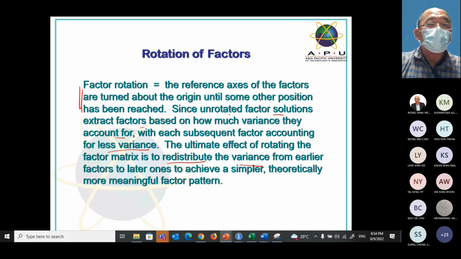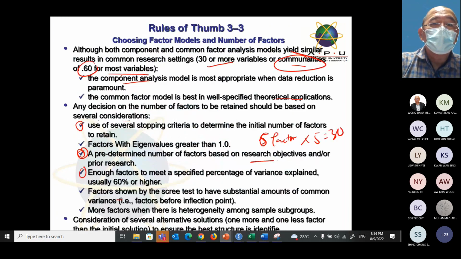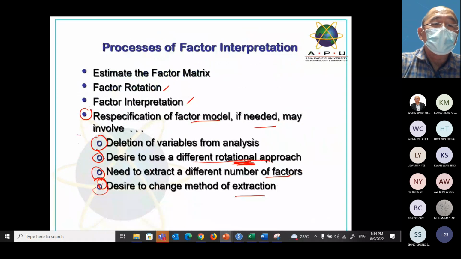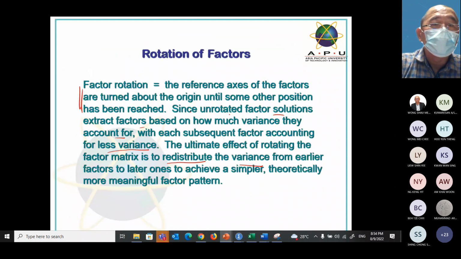So is the rotation part decided by the software, or do we need to put a certain degree to rotate? No, no need to put the degree. We just choose the method. Okay. Thank you, sir.